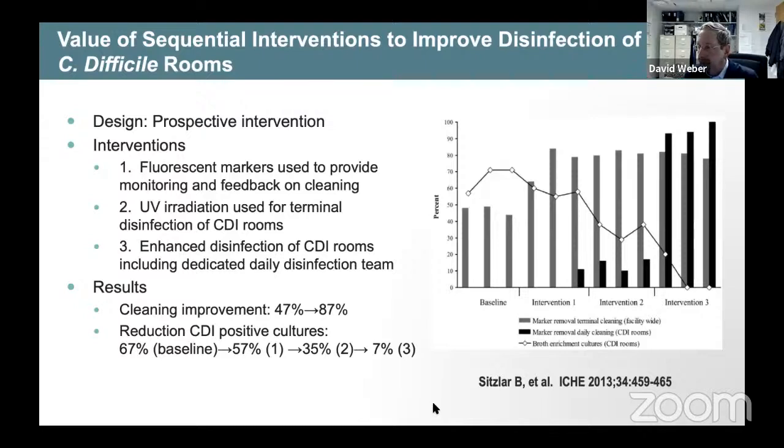So here is a very nice study, again coming out of Dr. Donskey's group, looking at C. difficile. They used fluorescent markers, and that improved cleaning. Then they used UV irradiation for terminal disinfection. And then they used a dedicated disinfection team, and they reduced their CDI positive culture rate from 67% down to 7%. So again, no magic bullet. You have to do all these things and do them all correctly.